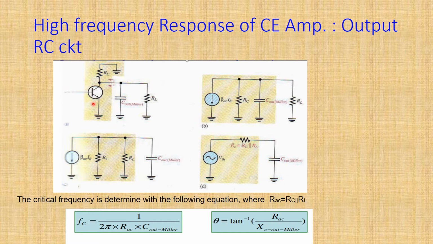Once again recalling, if this device has a negative gain, then our whole process of making it work as an amplifier fails. So remember this. The 2 pi part has already been discussed, and the phase theta is tan inverse of RAC upon XC Miller at the output.